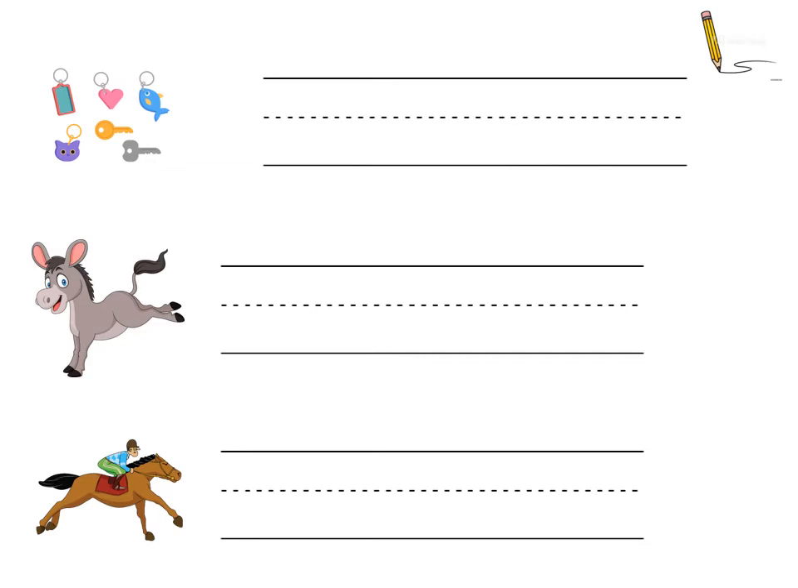Now, look at the final picture. That is somebody riding a horse in races. Sometimes people do that as a profession. Do you know what it's called if you ride horses in races? You are a jockey. Jockey. Can you write the word jockey? I'll give you a clue. It does have the digraph K in it as well.